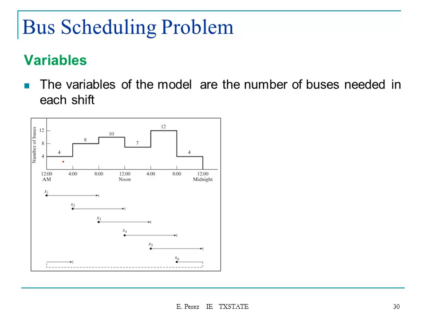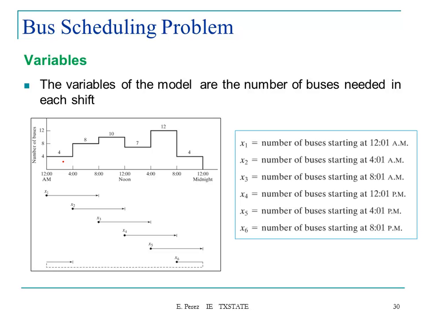And I'm going to use those decision variables to establish the number of buses starting at 12. I know that the buses that start here will be available until 8. And buses at X2 will be available from 4 to 8. And so on. Okay, so you can have six shifts for your schedule.